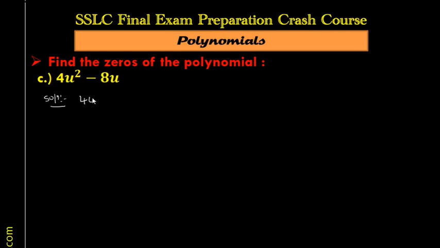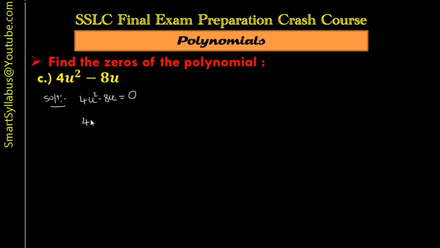Copy the question. 4u square minus 8u. We have to find the zeros, therefore equal to 0. Now, it's not like previous sums. It is just a binomial. So from these two terms, what is common? Just take it out. Between 4 and 8, what is common? Definitely 4 is appearing in both numbers, therefore take 4 common.